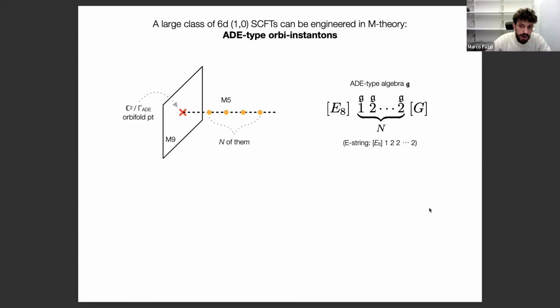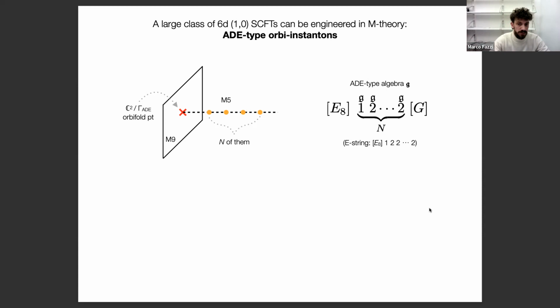On the right, we have another symmetry factor, G, a group associated via the McKay correspondence to the ADE group of the orbifold. On top of these curves, we have a single minus one curve, then a bunch of minus two curves, and these are decorated by a Lie algebra G, which is of ADE type. Just for reference, remember that the rank N E-string would be another slightly simpler (1,0) theory, where you have a single E8 factor on the left, and then a bunch of curves, but these are undecorated.